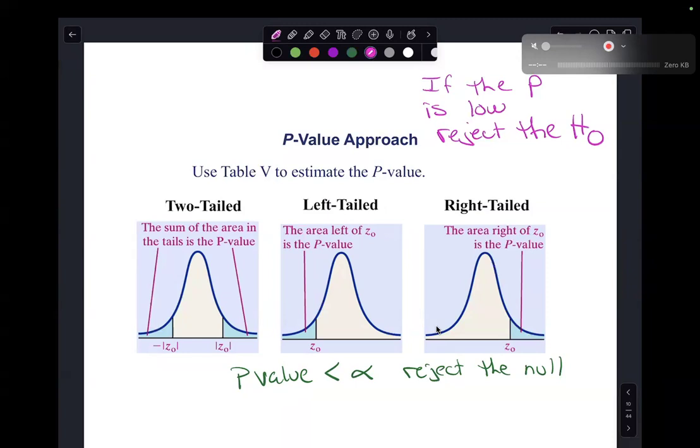I admit I did steal it from somebody, but I loved it. Somebody put it online in some forum I was part of, and I'm like, that is brilliant. I immediately took a screenshot of it. This is great because you're not going to forget that. The P is low, reject the H0. Everybody likes a good rhyme.